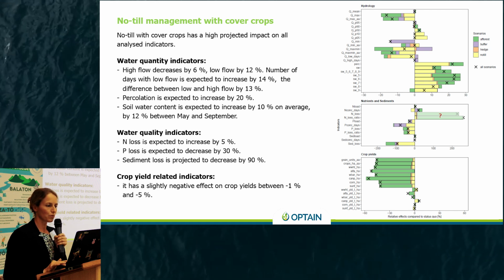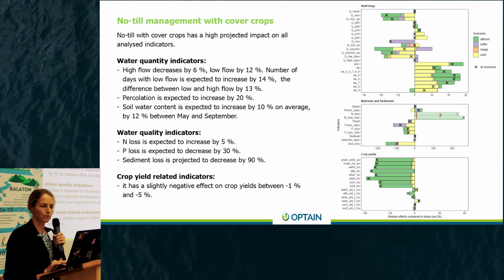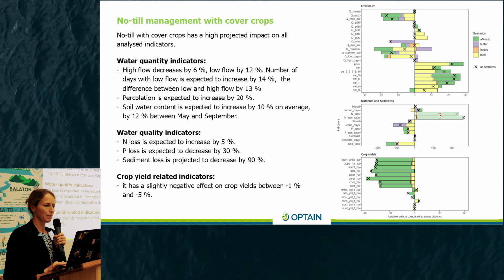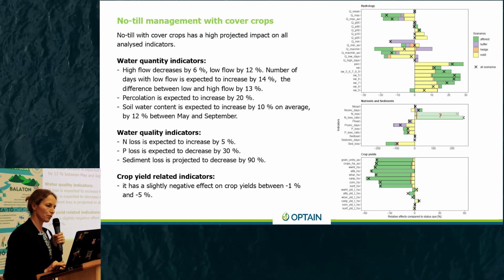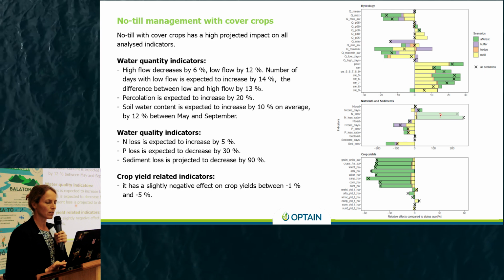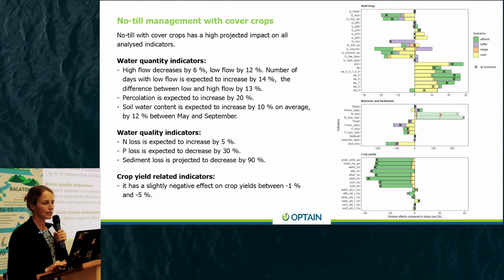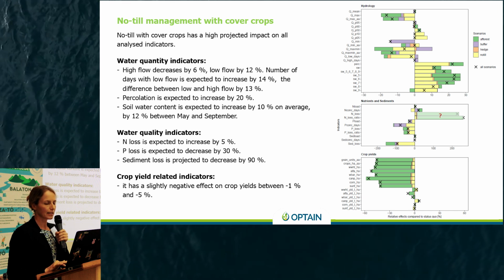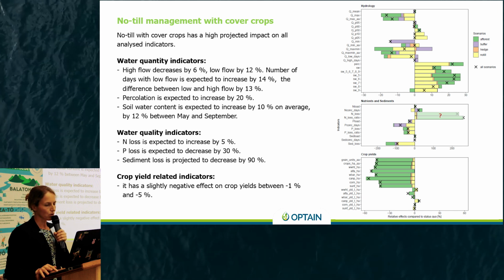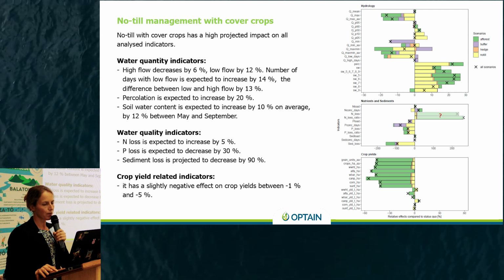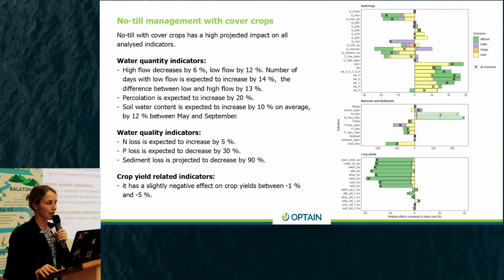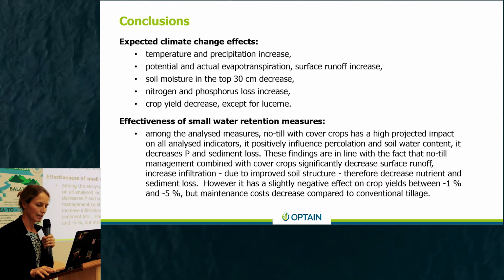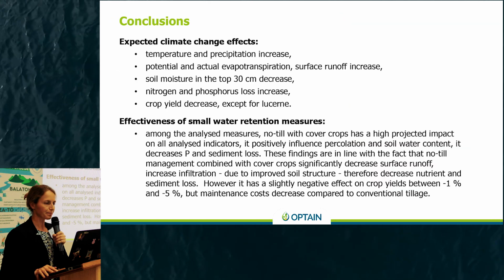Then the influence on water quality indicators, again, very positive. The nitrogen and phosphorus loss is expected to decrease, especially the phosphorus loss and the sediment loss. This is again in line with the literature. And on the crop yield, it has a slightly negative effect, and it is also well known by the farmers that it is a less intensive management, so it's normal to have slightly less yield.